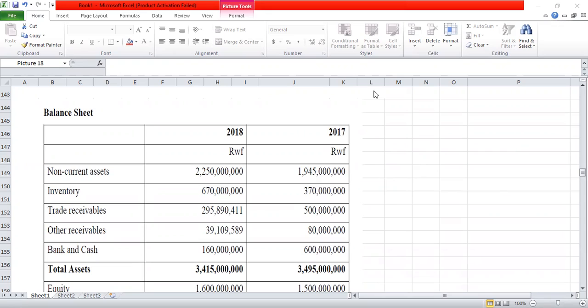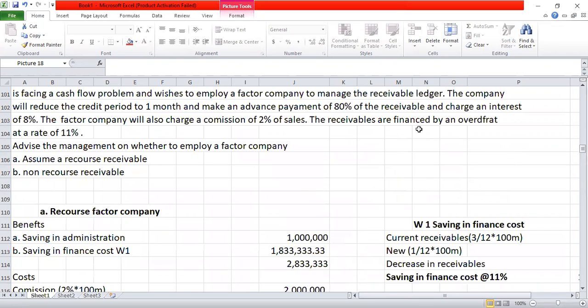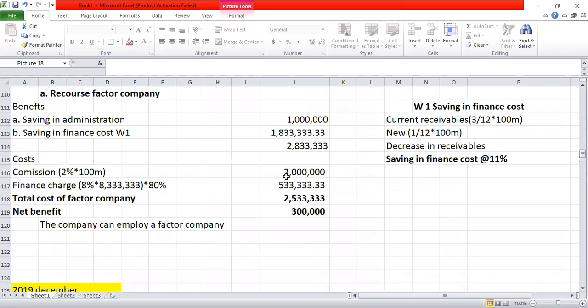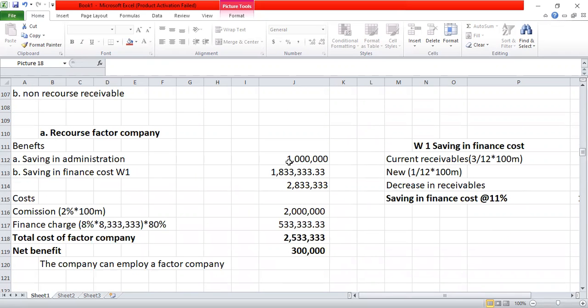How to treat the same question when we are using a non-recourse? My friends, I'm saying the only difference you are going to find here is that you are going to include the bad debts that the company is going to save. That's the only issue.